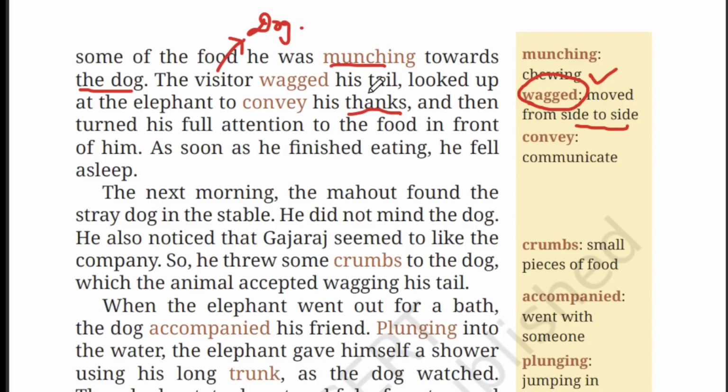The dog thanked Gajaraja and then turned his full attention to the food in front of him. As soon as he finished eating, he fell asleep. So what happened? The dog was very tired and very hungry, right? He wagged his tail to convey his thanks to Gajaraja, gave his full attention to the food in front of him, finished it completely, and then fell asleep. Okay, let's see what happened.